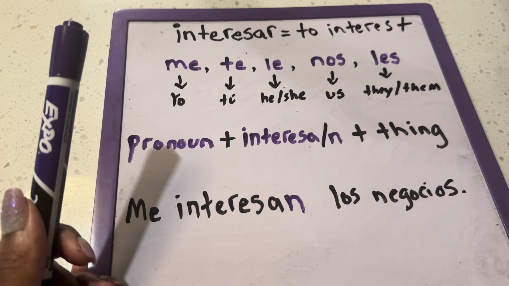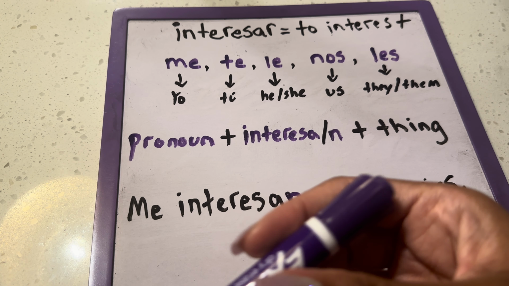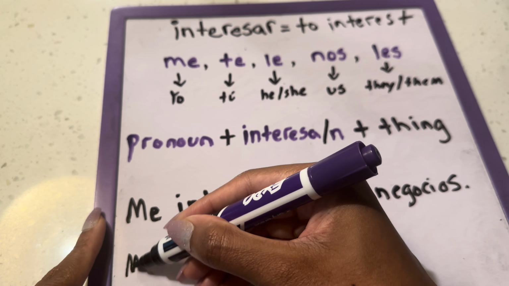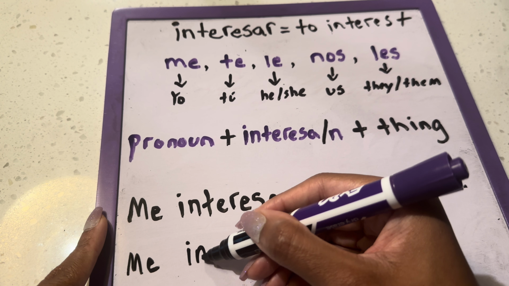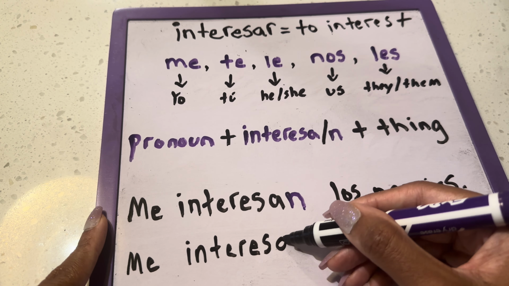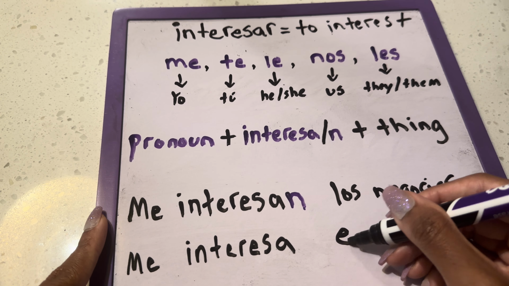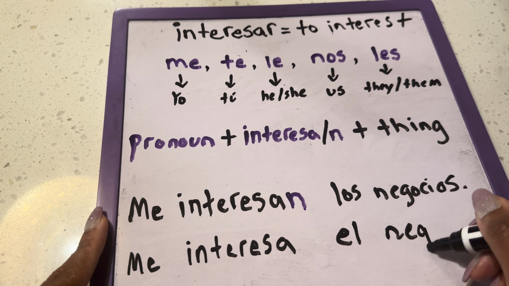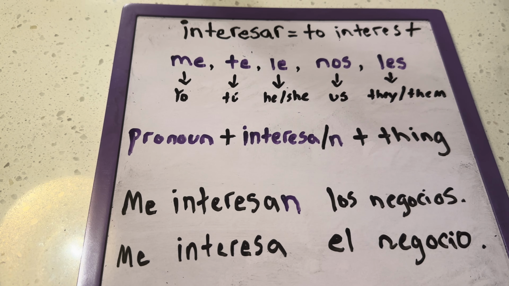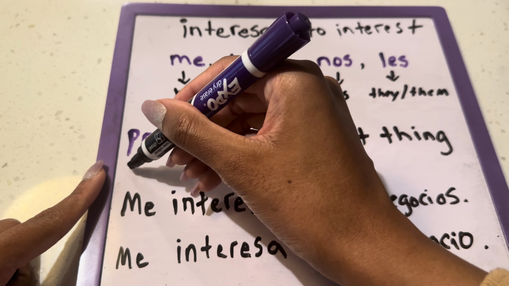All right. Now, let's say if you were only interested in one business, like you're only interested in, say, Amazon, then we're going to go ahead and we will change that back to singular. So, me interesa by itself. And then it's going to be el negocio. All right, so there you go. Me interesan los negocios. We can actually codify it up here.